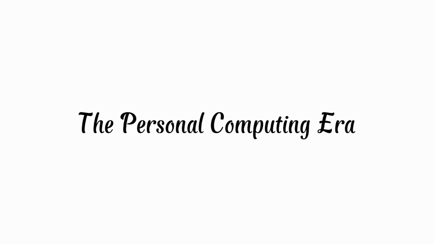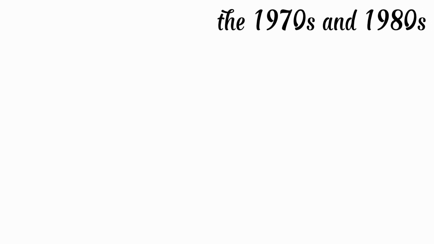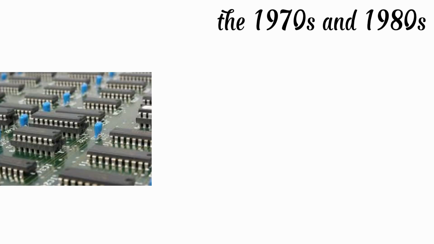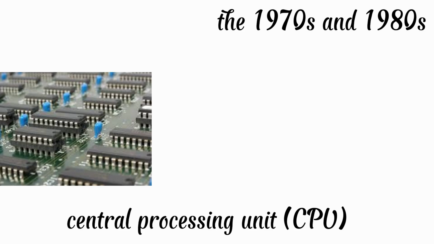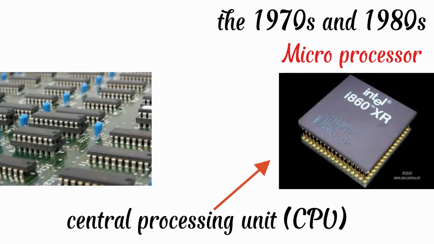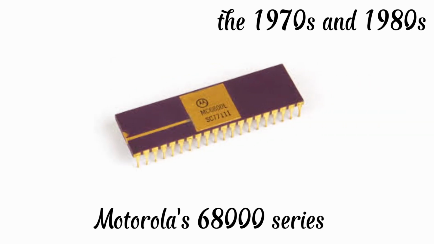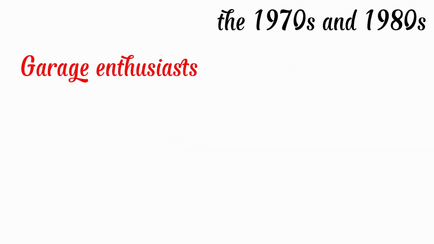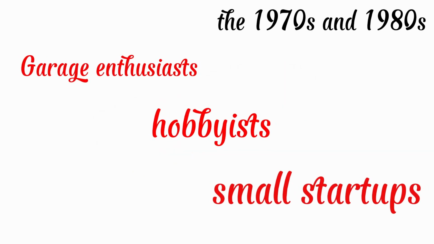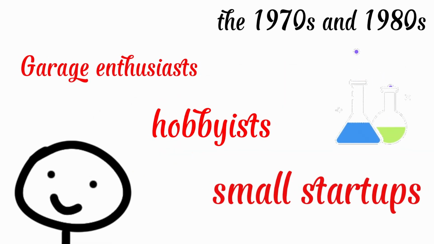Level 5, the personal computing era. By the 1970s and 1980s, integrated circuits had advanced to the point where a complete central processing unit, CPU, could fit on a single chip, commonly known as a microprocessor. Intel's 4004, introduced in 1971, and subsequent models like the 8080 and Motorola's 68000 series, unleashed a new wave of innovation. Garage enthusiasts, hobbyists, and small startups started experimenting with building their own microcomputers.